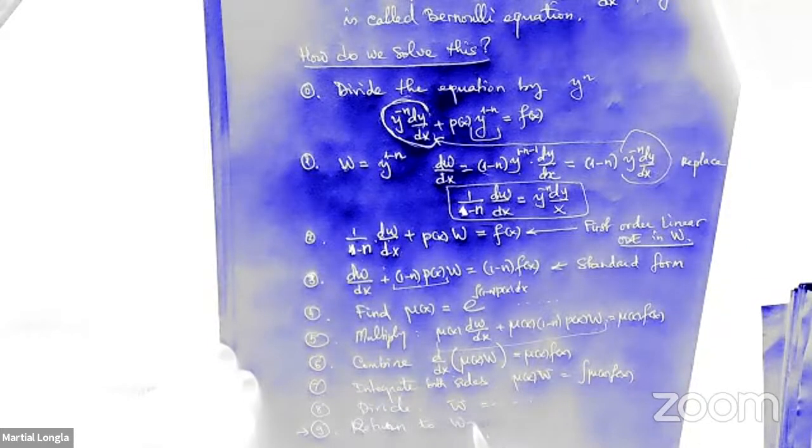to w equals y to the power 1 minus n, because that's always important, because you were solving the problem in terms of y, not in terms of w. So after finding w, you return to w equals y to the power 1 minus n, and you have your answer. That's it. And after that, you look at this and you say, hey, this is not really a new topic, right? So any questions on these steps before we apply it to a concrete problem?